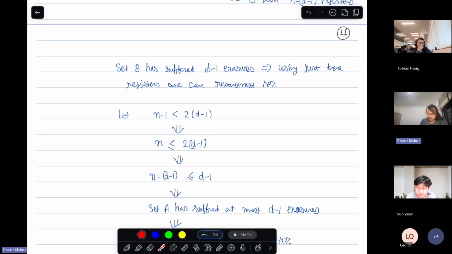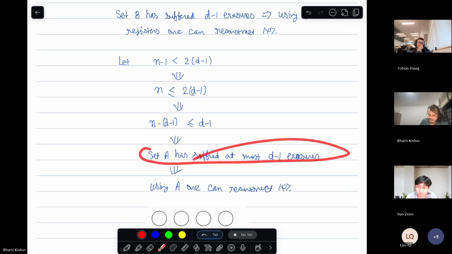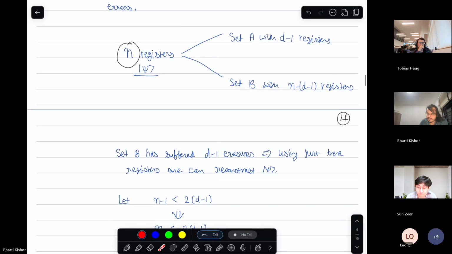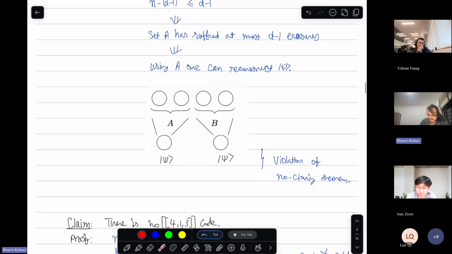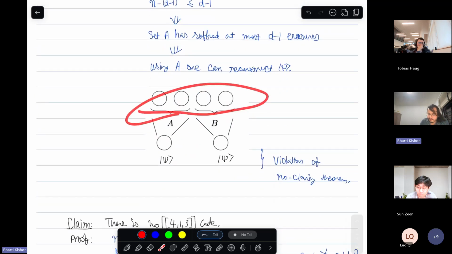So what does this say? It says that set A, which has d-1 registers or qubits, has suffered at most d-1 erasures, because d-1 is greater than or equal to n minus d-1. So using A, one can reconstruct psi again. And then using B, we had reconstructed psi again. So you divide into 2 parts and you can reconstruct psi and psi.